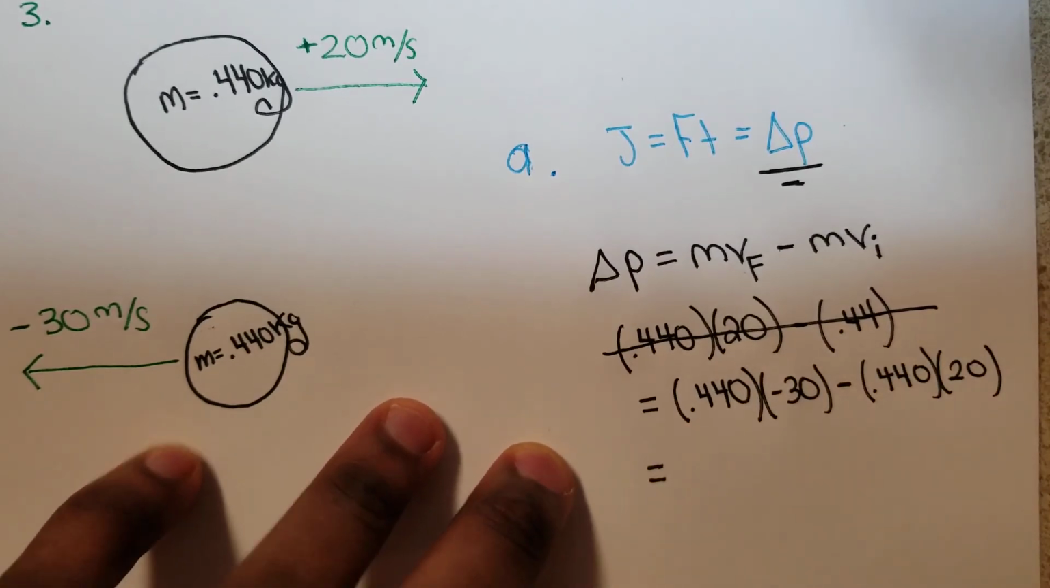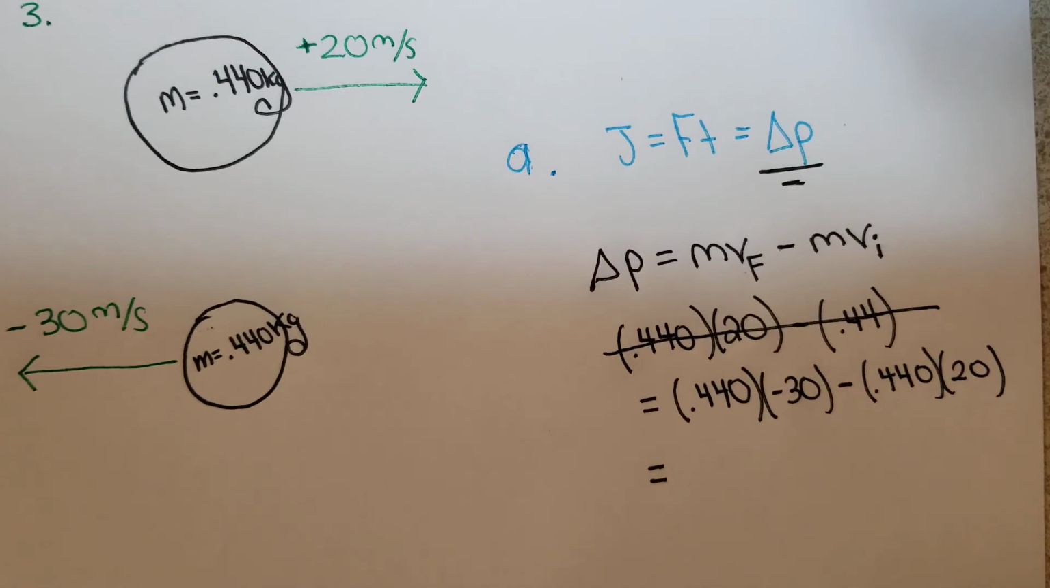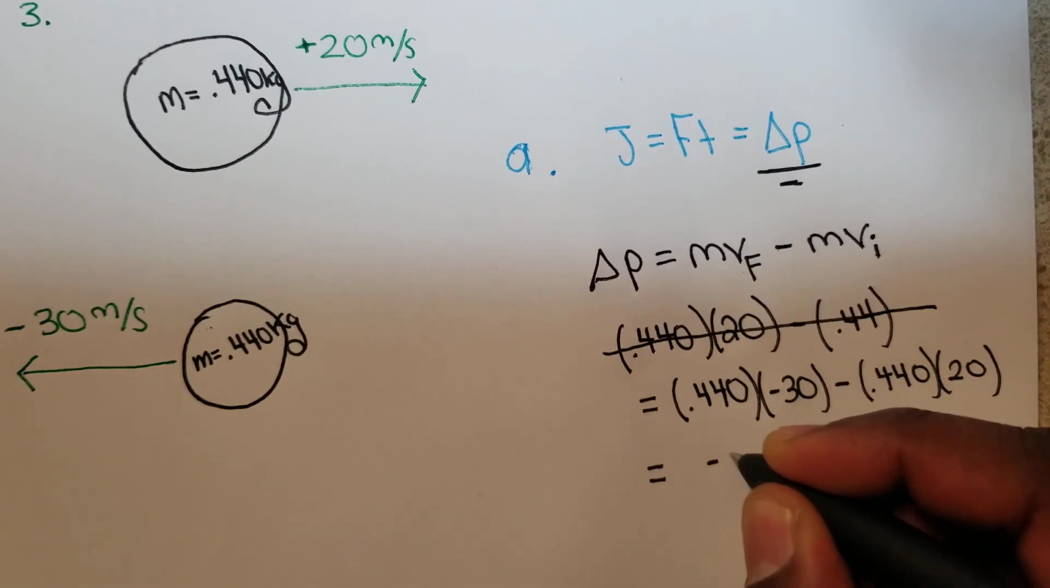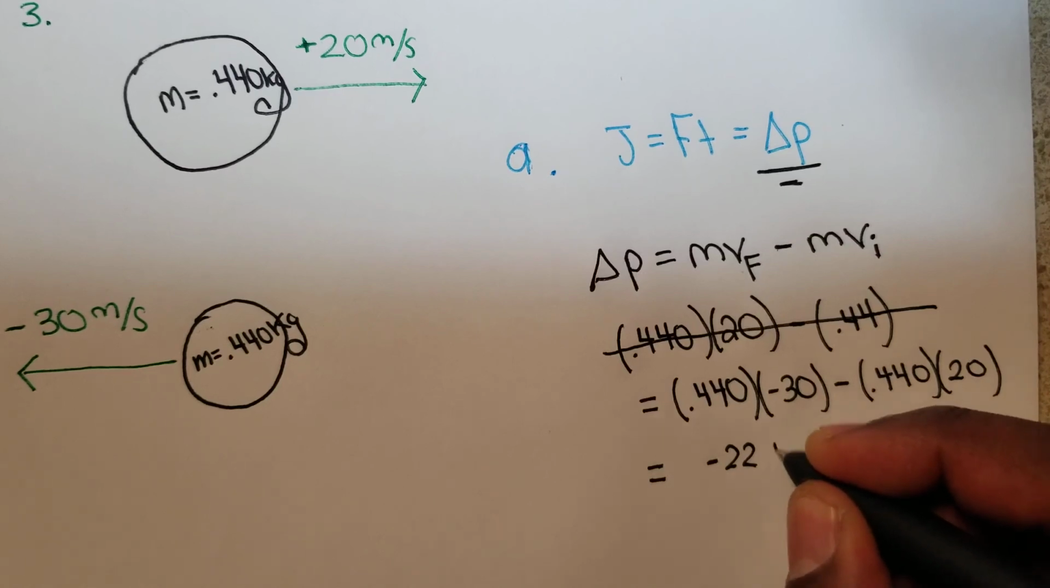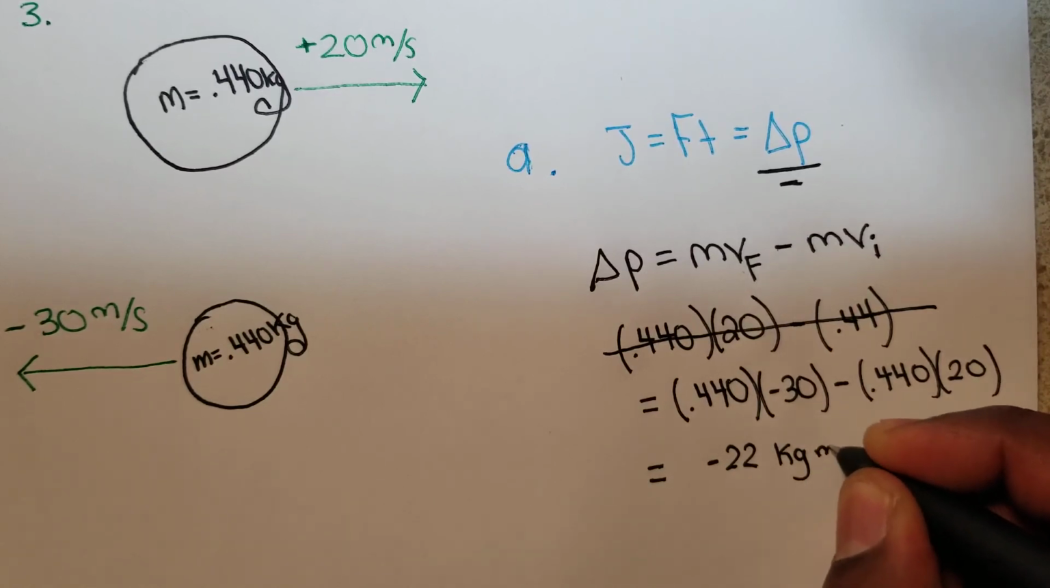Okay, so it's time to now plug that into a calculator. So I'll give you a moment to plug it in and see what you get. Okay, so if you got negative 22, you did it correctly. And the unit is kilogram meters per second.